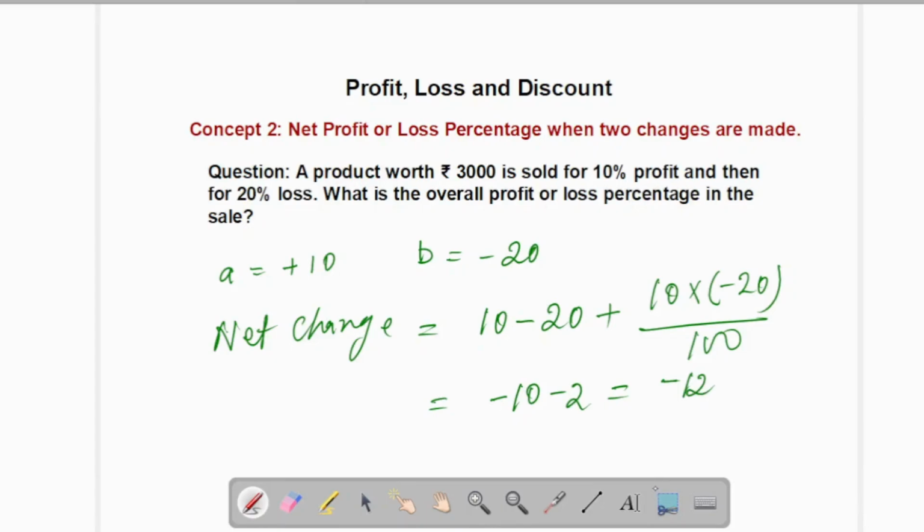So what is the loss? It indicates that we are making losses of 12%. So the answer of the question will be overall losses of 12%. If this figure comes to a positive value, then we say that the deal is making profit. Since it's a negative value, we are denoting this as a loss. So in this deal, the overall losses will be 12% on the sale. Hope you understand the concept.